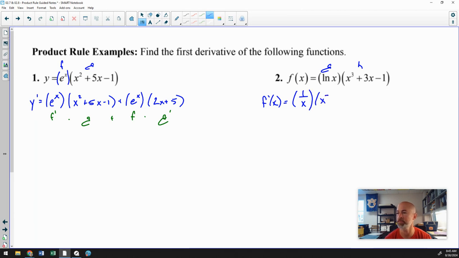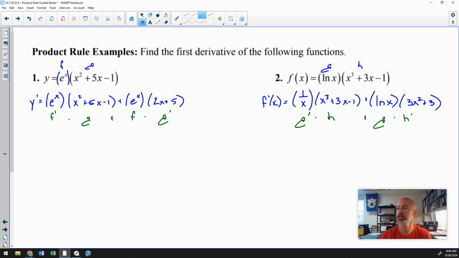Now I need to copy the h. x cubed plus 3x minus 1. So I just did g prime h. Now I need to do g h prime. So natural log x and h prime will be 3x squared plus 3. And there we have our derivative. That is g prime times h plus g times h prime. Do the derivative of one piece at a time and just add all of the pieces together.